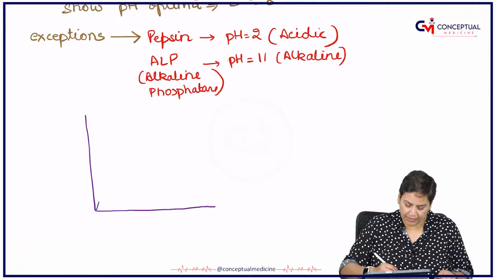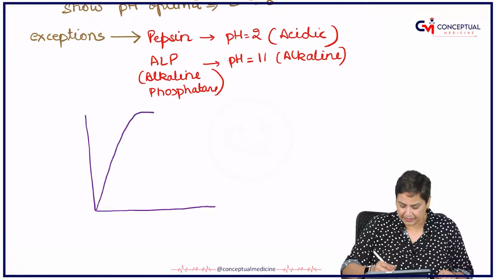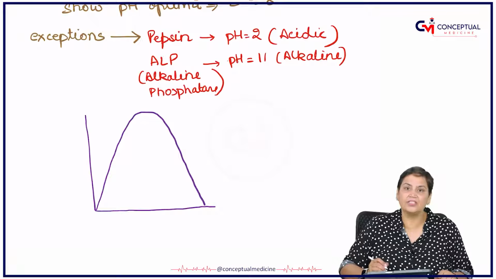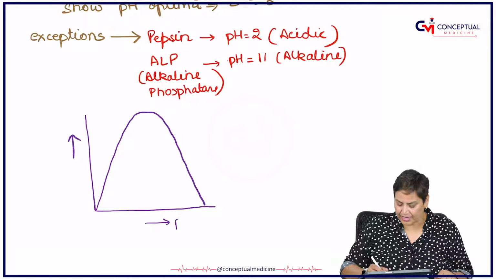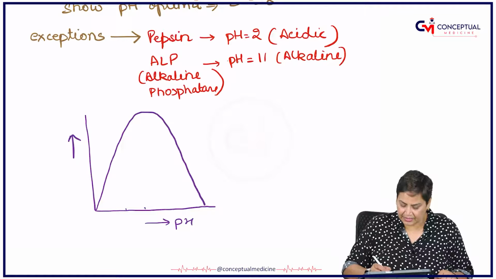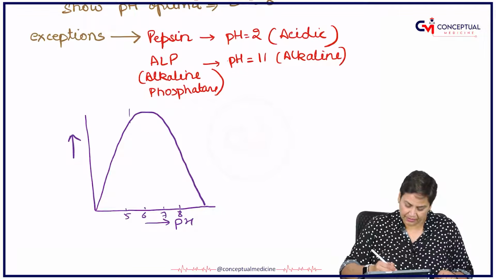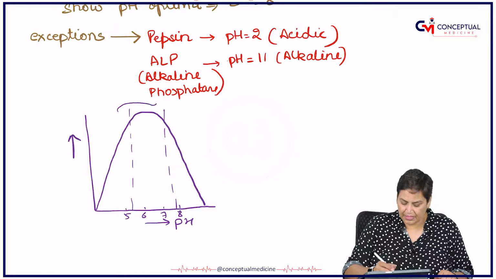Same graph will be obtained as in temperature. This is again the enzyme activity, and here we are going to write the pH. So we can say 5, 6, 7, 8. So this becomes the pH optima.